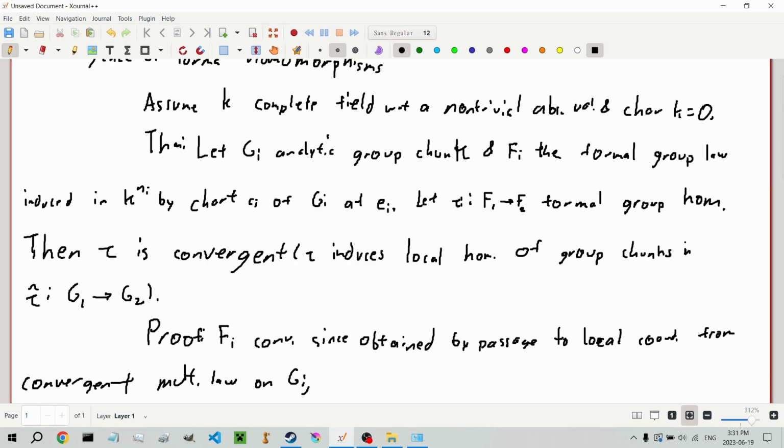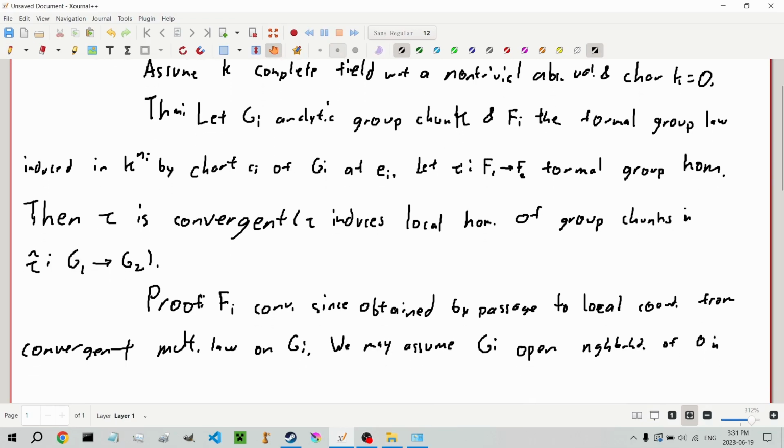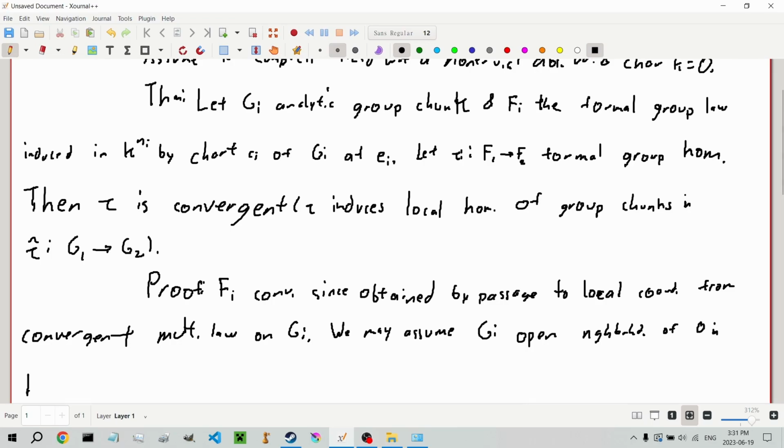And since the conclusion of our theorem is local, we may assume that Gi is an open neighborhood of 0 in k to the ni, with multiplication defined by Fi.